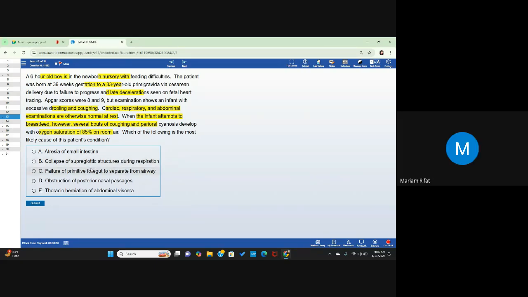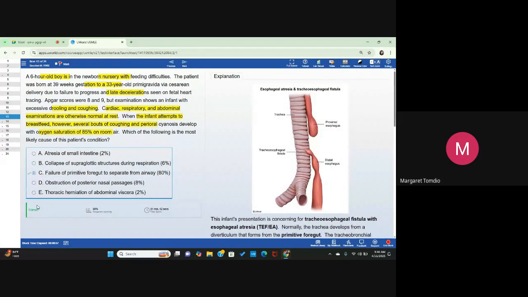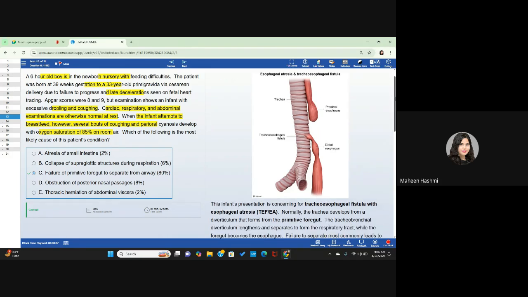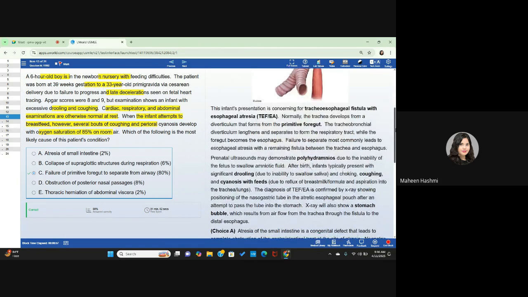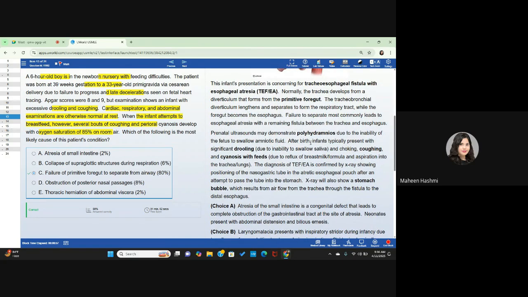So what do you think the answer is? C. Yeah. So again, it's esophageal atresia and tracheoesophageal fistula. We know the mother will have polyhydramnios because the fetus will not be able to swallow the amniotic fluid, and as a result, the patient will have choking, coughing, and cyanosis with feeds.